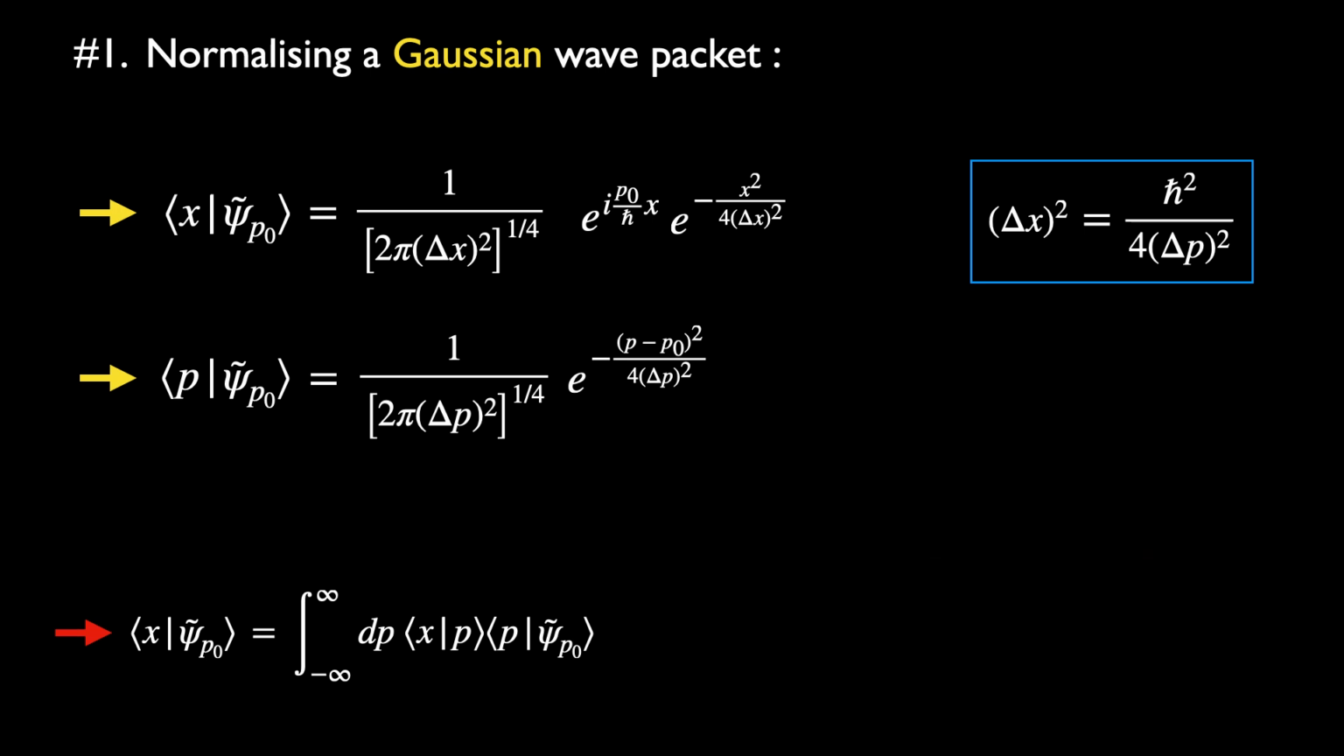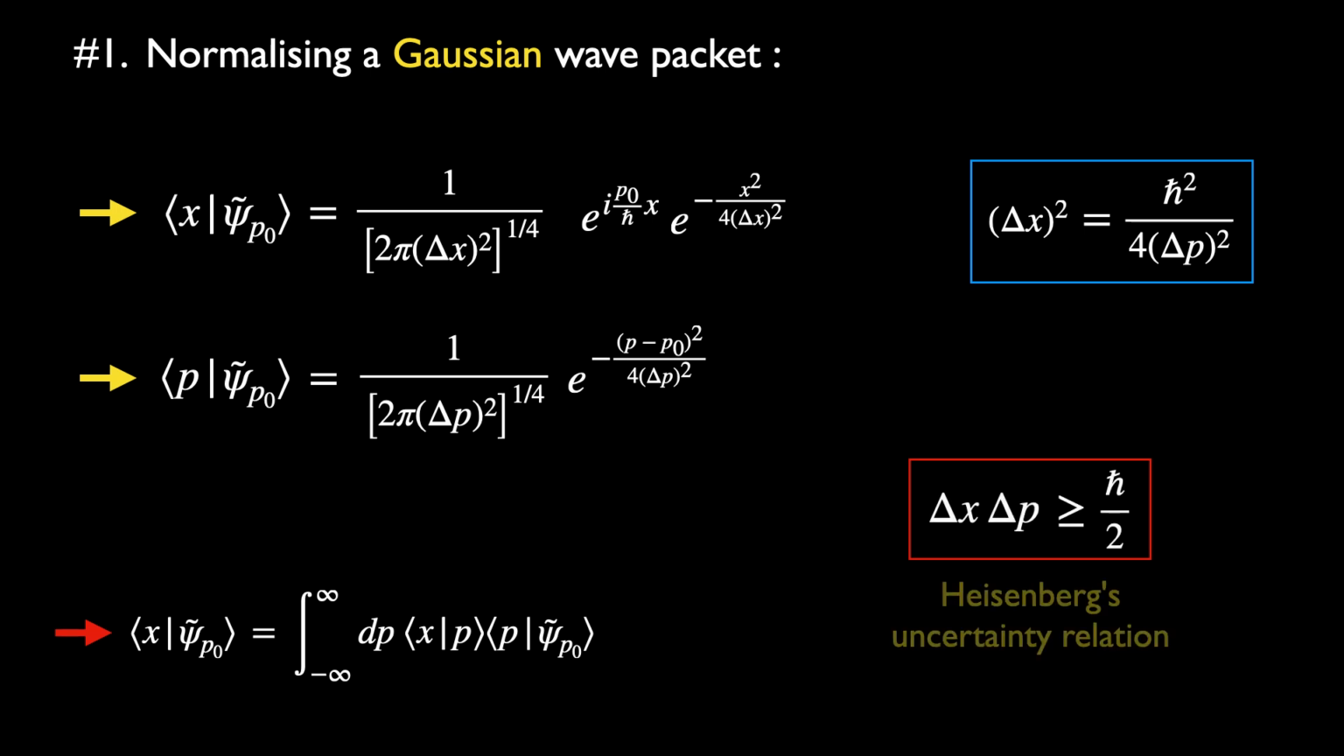The equation in the blue box is just a special case of the famous Heisenberg's uncertainty relation. In fact, it saturates the inequality. This means the Gaussian wave function describes a state of minimum uncertainties shared between position and momentum.